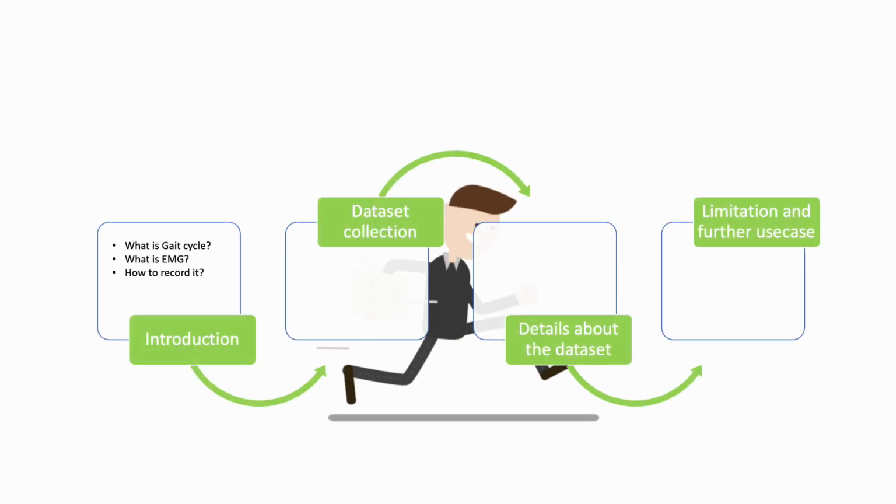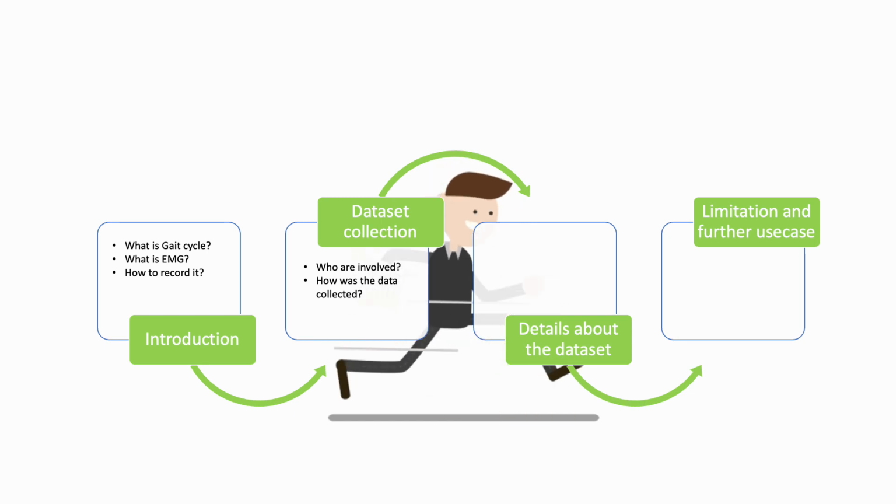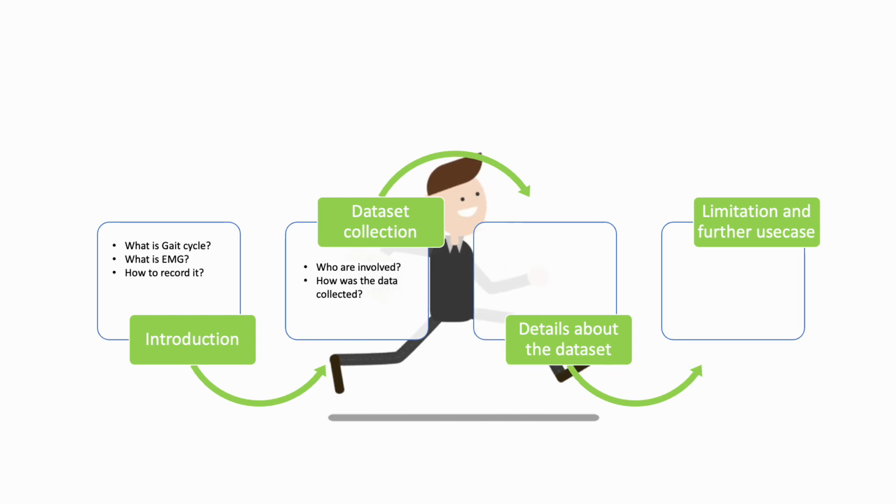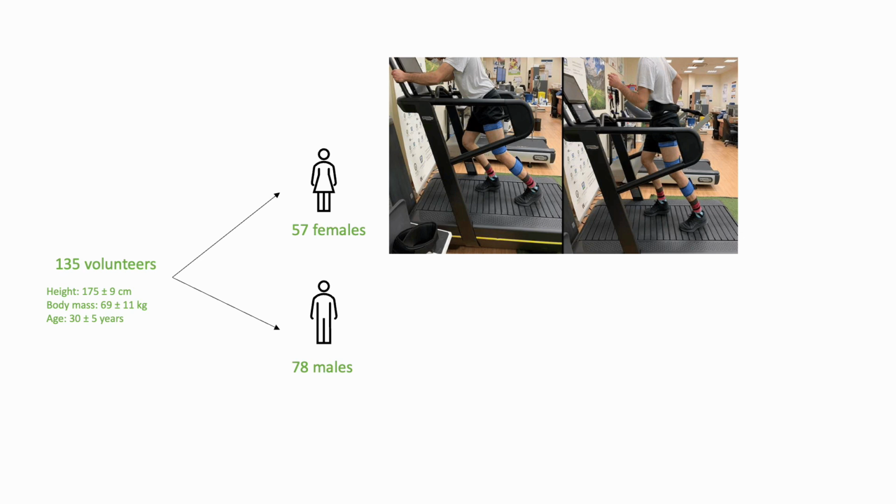Now we will look into who are involved in the data collection and how the data is collected. This experiment involved 135 individuals with these weight, body mass and age, of which there were 57 females and 78 males. The participants ran on the treadmill with an average speed of 2.65 meters per second. Before starting the run, they included a warm-up procedure for 5 to 10 minutes. Some participants ran at a predefined speed, while the others were asked to find a comfortable speed for themselves.